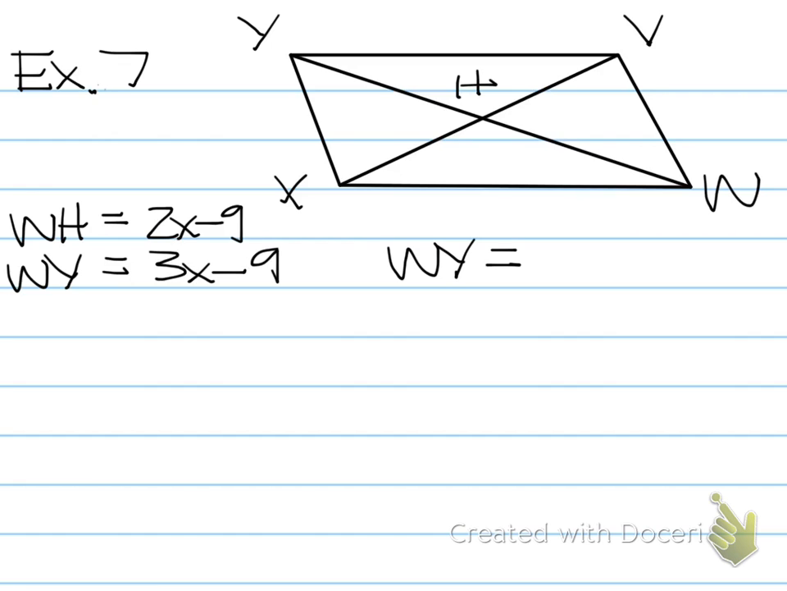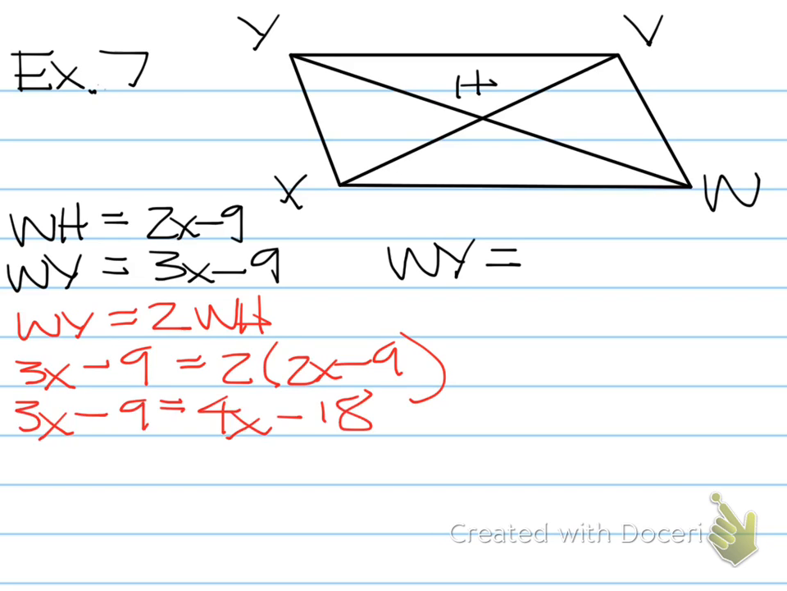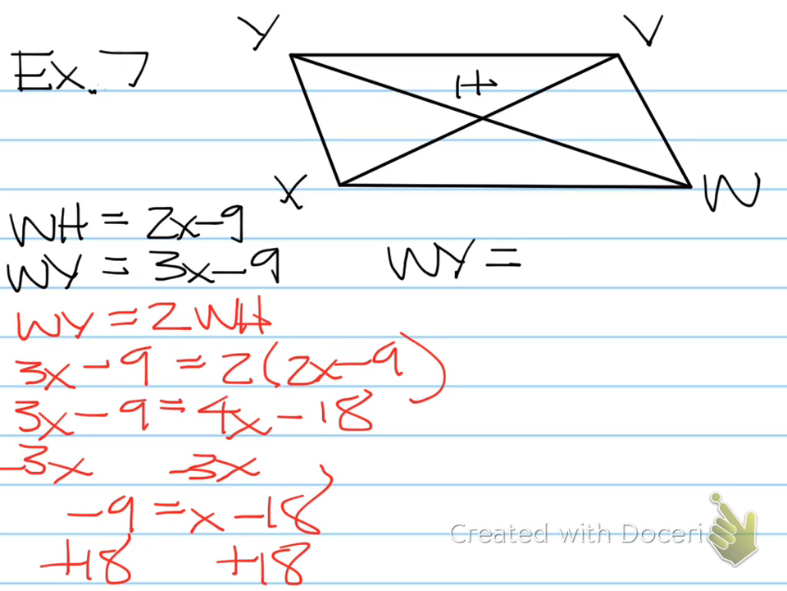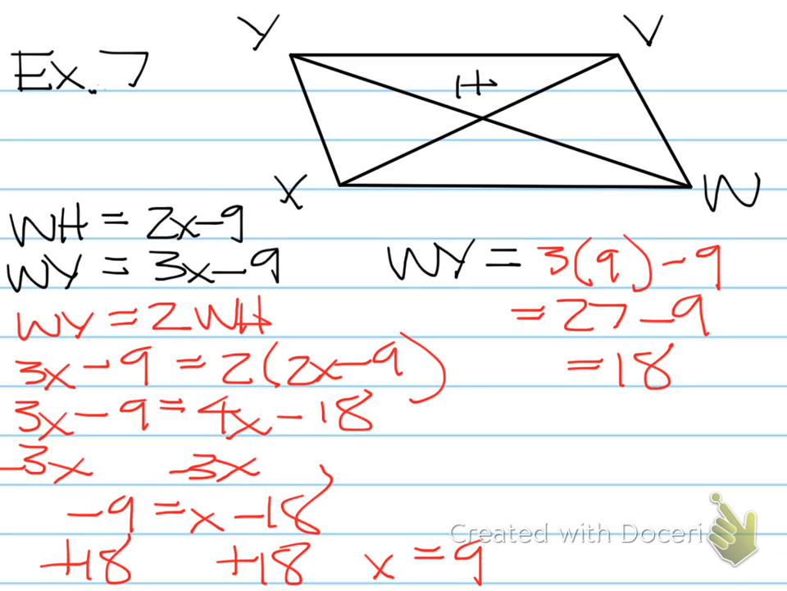Here we're told WH is 2x minus 9, WY is 3x minus 9. Since WY is twice the length of WH, we would set up our equation as follows. Plug in the expression for WY and WH. Solve for X, and we get 9. So now we just plug in that value of 9 into the expression for WY, and we get 18.